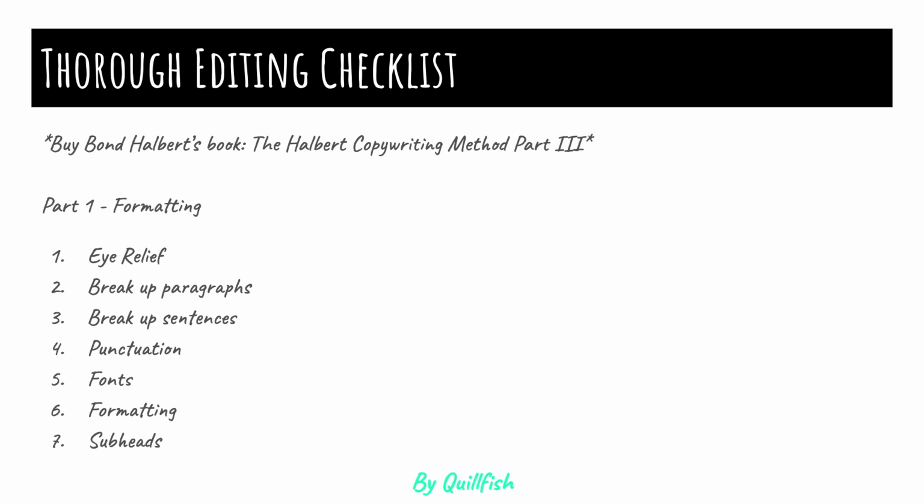They are extracted from my friend Bond Halbert's book, which I absolutely want you to go buy right now on Amazon. It's called The Halbert Copywriting Method Part 3. It's either $10 on Kindle or I believe $17 or $18 if you want to buy a physical copy. This is the absolute resource on editing copywriting, made by the son of one of the greatest copywriters that ever lived. I'll go through each piece with some examples, but absolutely go buy this book right now.